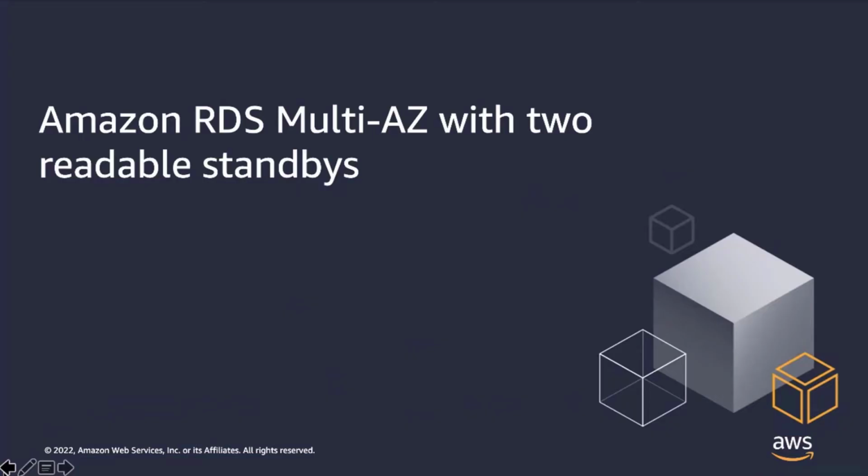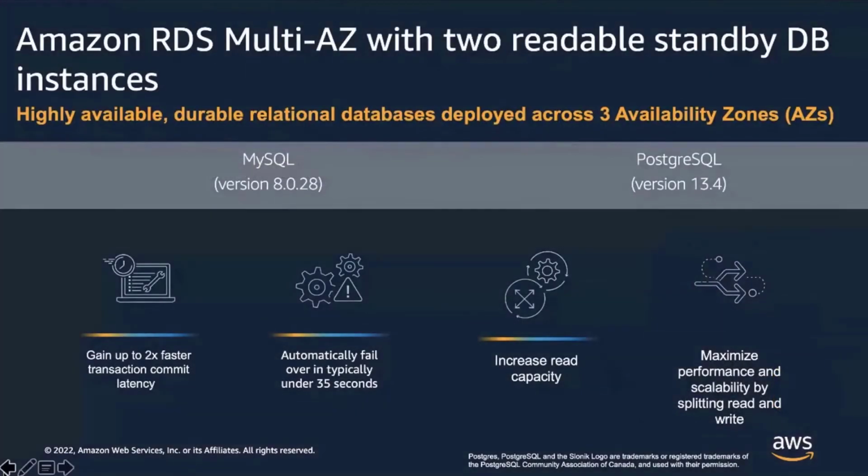Now let's talk about our new deployment option, which is multi-AZ with 2 readable standbys, or the multi-AZ database cluster. This new deployment option is available today in Amazon RDS for MySQL, as well as Amazon RDS for PostgreSQL databases. In case of MySQL, it's available on version 8.0.28, and for PostgreSQL, it's available on version 13.4.